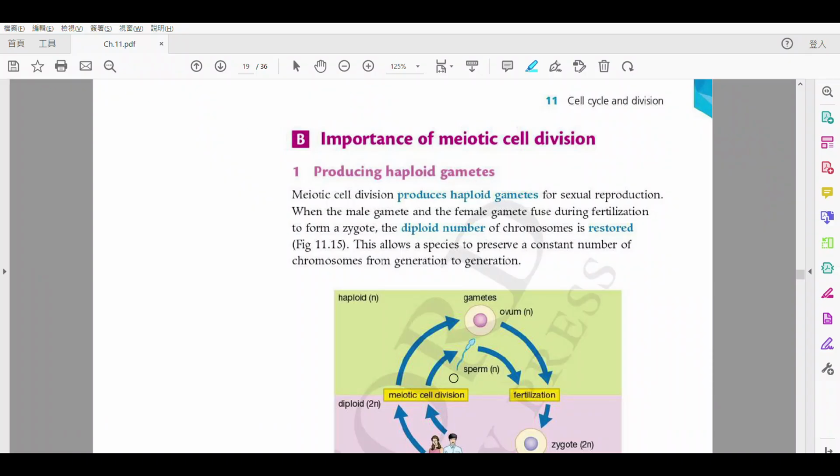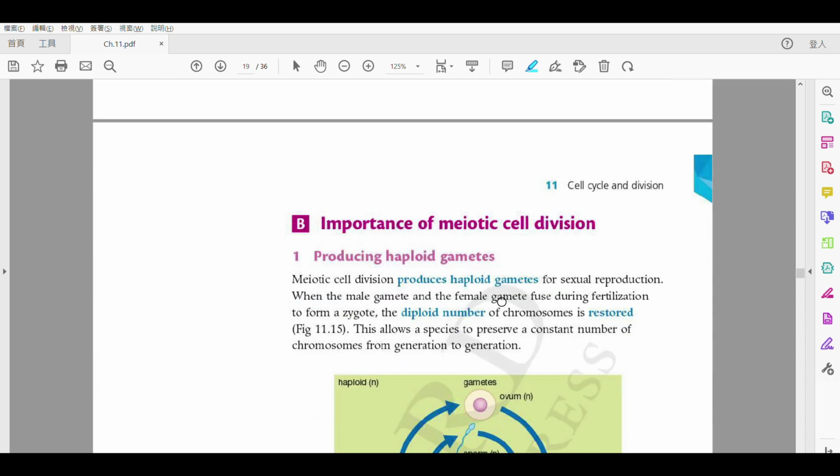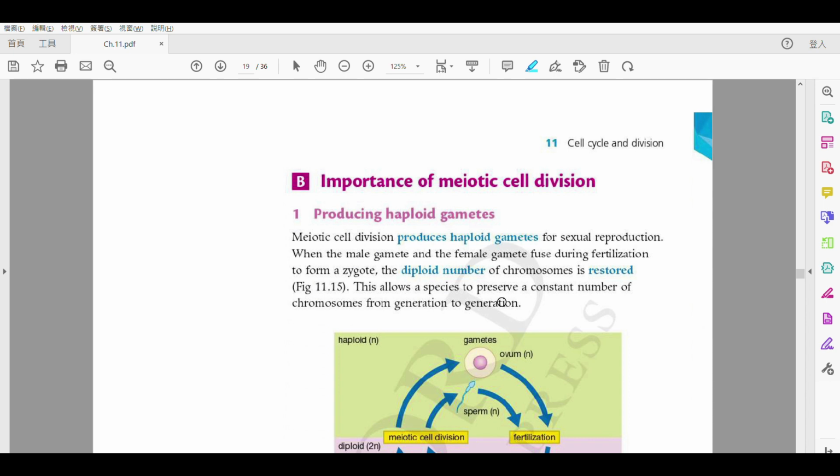Hello everybody, welcome back to 11.3 part 2. 第二部分啦。To continue our last part, we talked about the production of sperm and ovum. Each time we produce 4 sperms, and each time we produce only 1 ovum. 好啦，咁就 and then the next part is especially important and often tested.